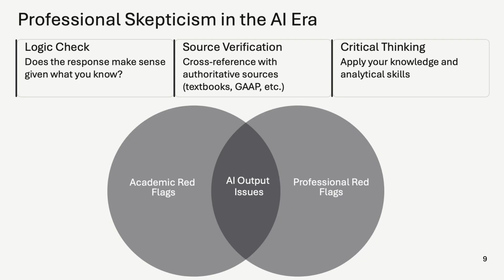Apply a 3-layer verification for all generative AI outputs. First, logic check. Does the response make intuitive sense? Second, source verification. Cross-reference with authoritative materials like textbook or GAAP. Third, critical thinking. Apply your developing expertise to identify potential issues. Watch for red flags like contradictory information, oversimplified explanations, or calculations that seem too convenient.